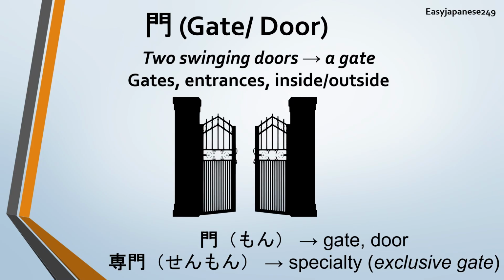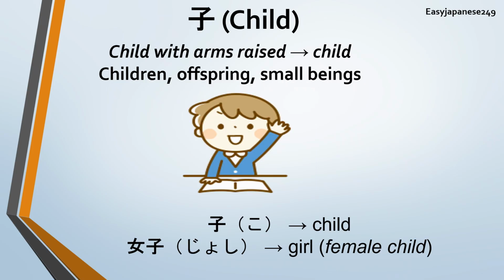This radical looks like two swinging doors forming a gate. It represents gate, entrance, or the concept of inside and outside. Examples include mon, it means gate or door. Next is senmon, it means specialty.